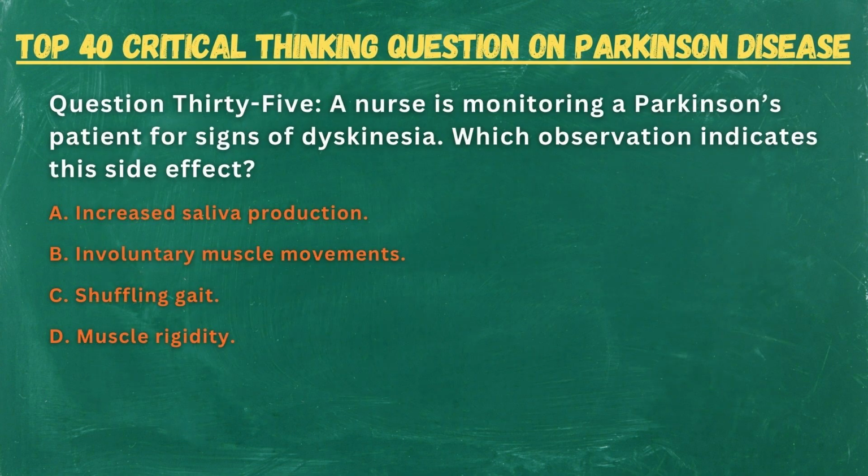Question 35. A nurse is monitoring a Parkinson's patient for signs of dyskinesia. Which observation indicates this side effect? A. Increased saliva production. B. Involuntary muscle movements. C. Shuffling gait. D. Muscle rigidity. Answer: B. Involuntary muscle movements.